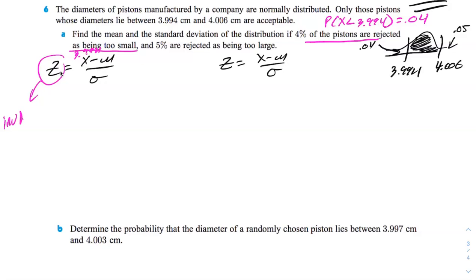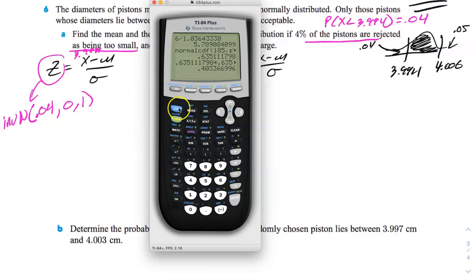Invert normal. My area is 0.04. Mean 0 and 1, right? Anytime I do z, my mean and standard deviation are 0 and 1. So I have to plug that into the equation. Invert normal, 0.04, 0, 1, hit enter, and I get negative 1.75.